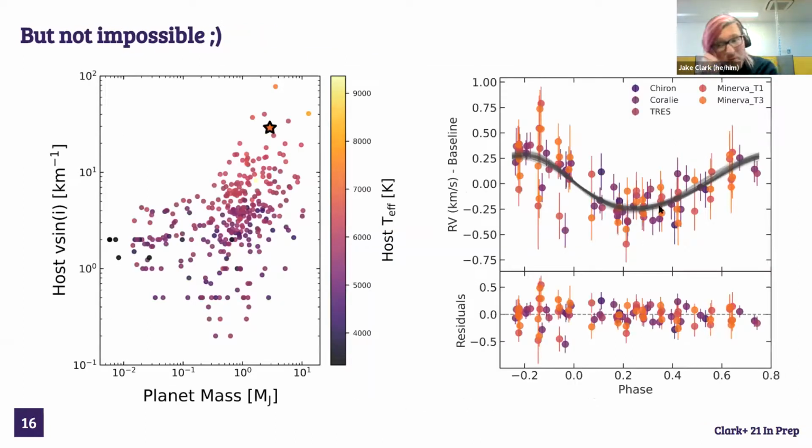However, it's not impossible. I'm currently following up an exoplanet orbiting a rapid rotator. It's orbiting a star that has a rotational velocity of almost 30 kilometers a second, but it can be done. And that paper will come out later this year.